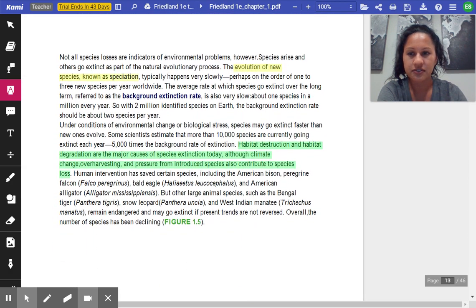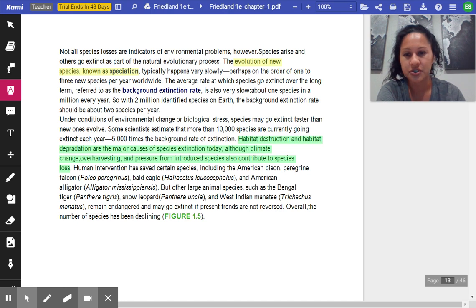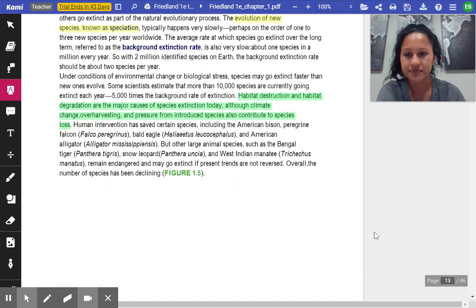Speciation is the evolution of new species. However, this does take a very long time. Whereas there are 10,000 species going extinct every year, but for new species to evolve does not match up with that rate. And habitat destruction and habitat degradation are the main causes of species extinction. However, other environmental issues do also affect species loss.